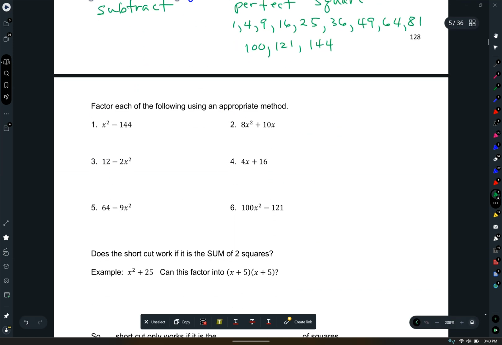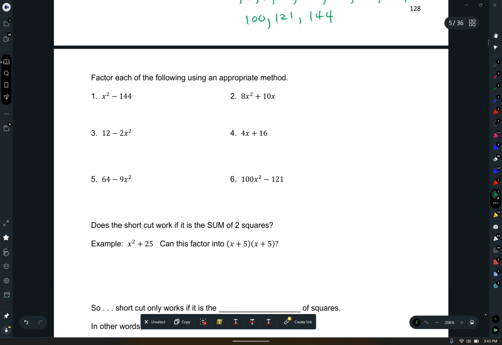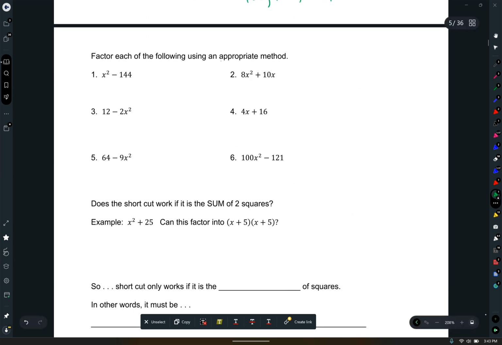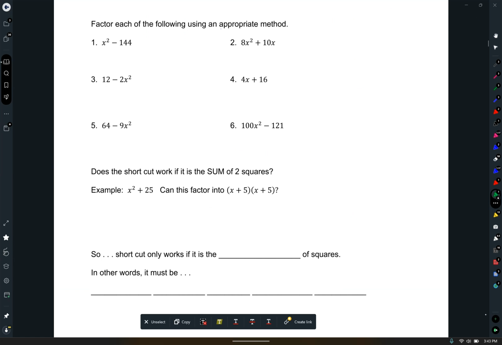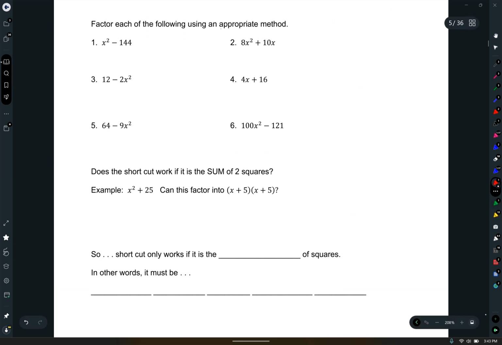So if you look on page 129, we're going to come back to 1 through 6 in just a minute. First, look at the middle of the page. Notice it says, does the shortcut, meaning the shortcut we just talked about, work if it's the sum of two squares, meaning if you are adding two squares? So like if I had x squared plus 25, could I turn it into an x plus 5 and an x plus 5? Well, let's check.